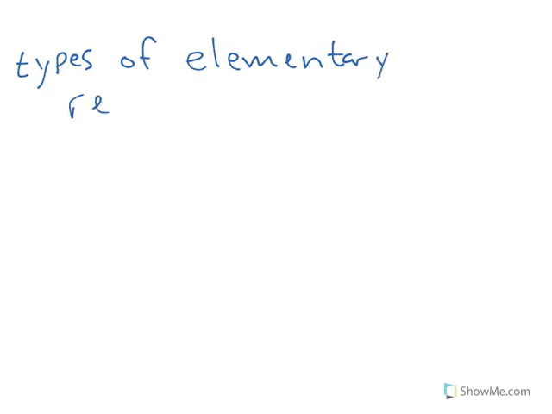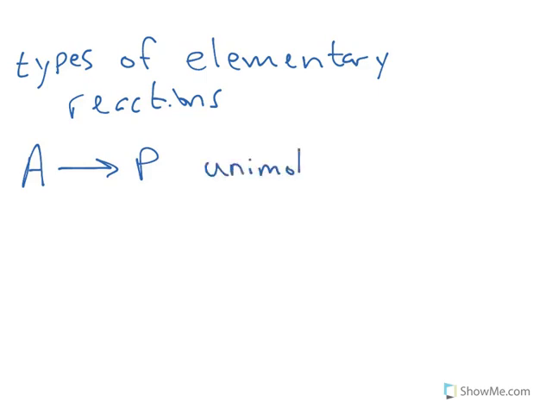We'll look at types of elementary reactions. We can have A going to P. This would be called a unimolecular reaction, because it only happened with A. One single reactant resulted in a product. So that's called a unimolecular reaction.